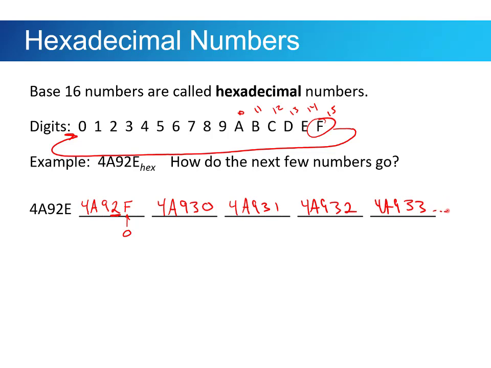You know what? Actually, let's keep on going. Let me ask you, what happens? Eventually, I'll get 4A938, 4A939, and then what? Do you see what number is going to come next? 4A939, I need to boost up my rightmost digit, and what comes after 9? It doesn't wrap around to 0. In the hexadecimal system, 9 is followed by A. So the next number is 4A93A.